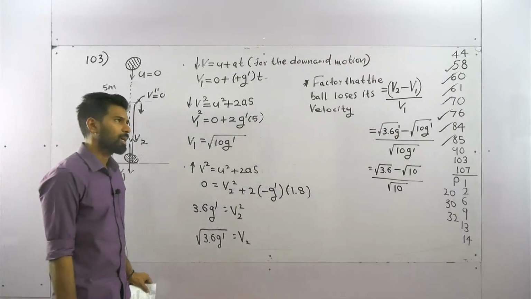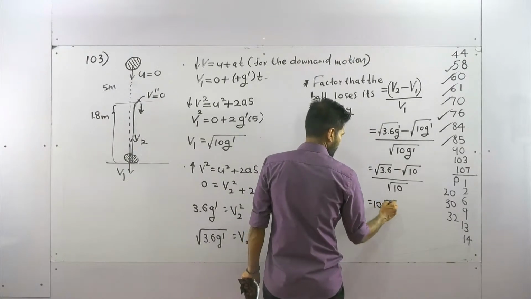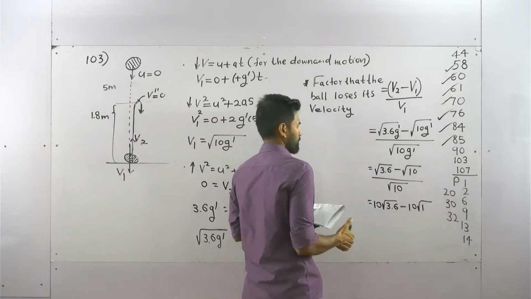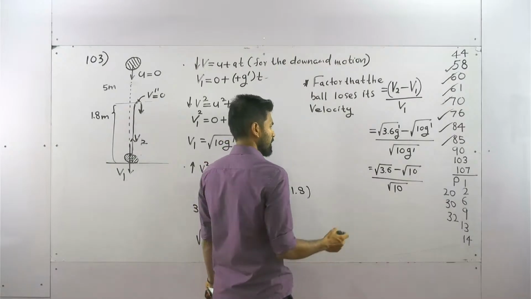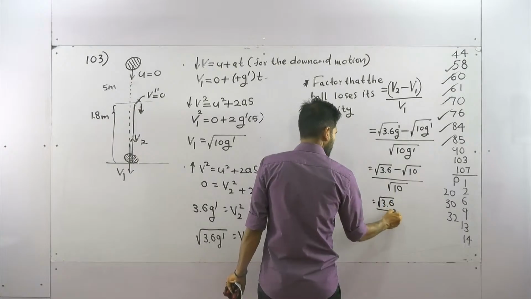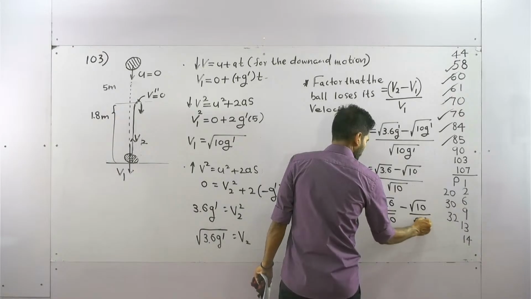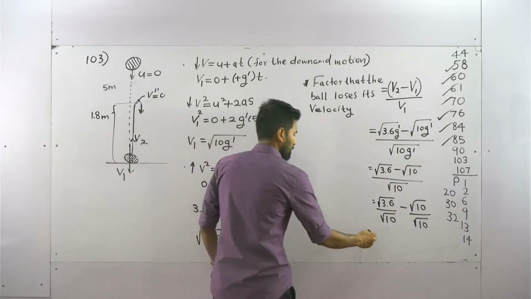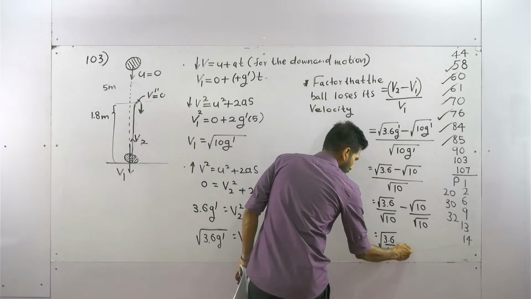I can multiply both sides by the same value. 10 multiplied by root 3.6 minus 10. No use. I'll take it this way. Divide root 3.6 by root 10 and subtract root 10 divided by root 10. That will be a good method. Okay, then the complete root here, 3.6 over 10, minus 1.